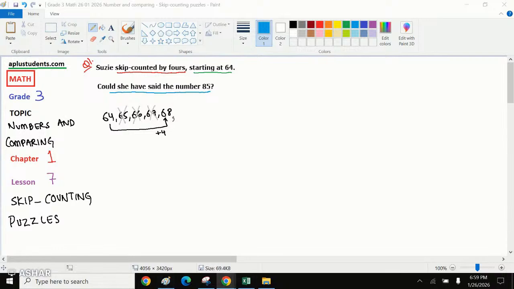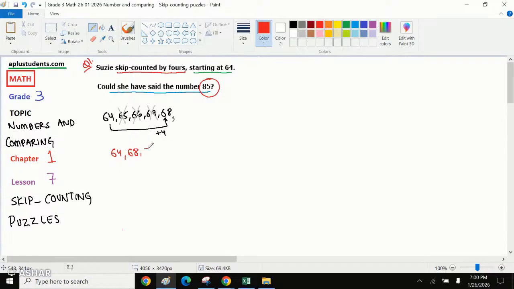Hi students, welcome to the class. If she is skip counting by 4s, can she say 85? Yes or no? See, if the first number was 64, after that we can have 68, right? What we need to do is go next to 85. Either we will find 85 or we will cross 85, right?